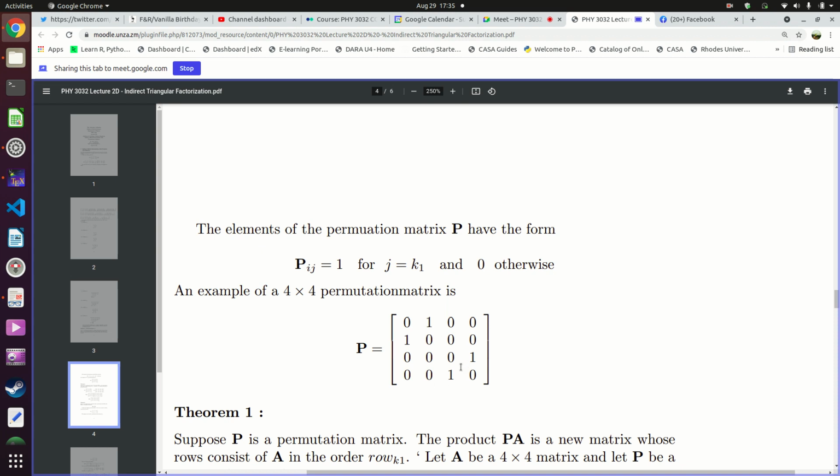How was this matrix formed? It was formed by rearranging an identity matrix. The identity matrix used to make this permutation matrix had this second row as the first row. So if you make this one your first row, you bring it here, and you end up with 1 0 0 0. Then this first row, you make it your second row, and you end up with 0 1 0 0. Then this last row, you bring it here, and you end up with 0 0 1 0. Then this last row, you put it here, and you end up with 0 0 0 1. Are we clear?